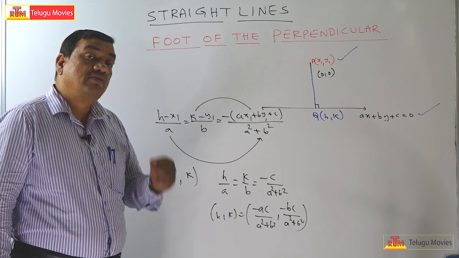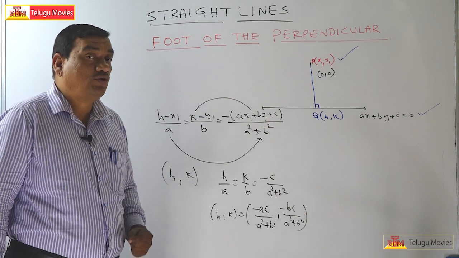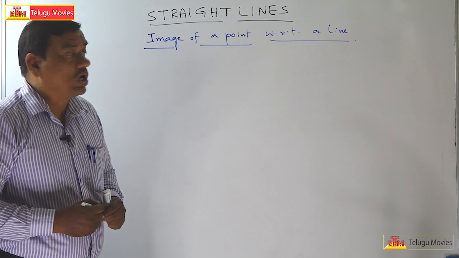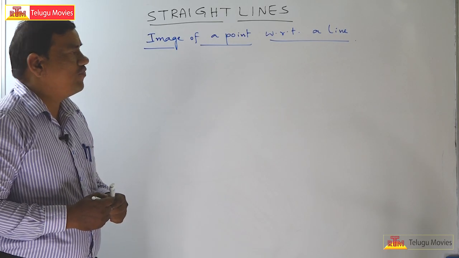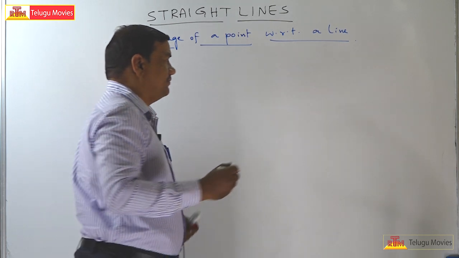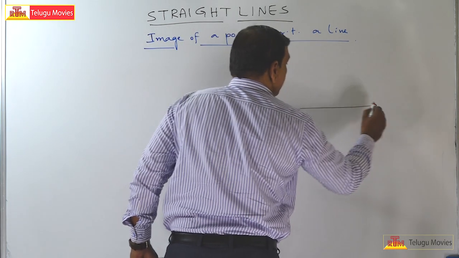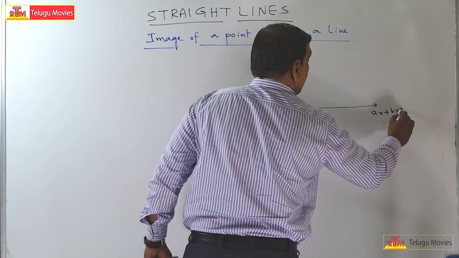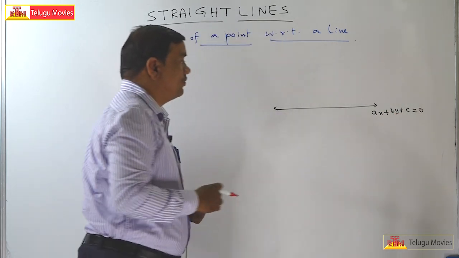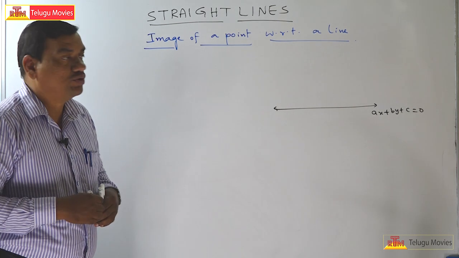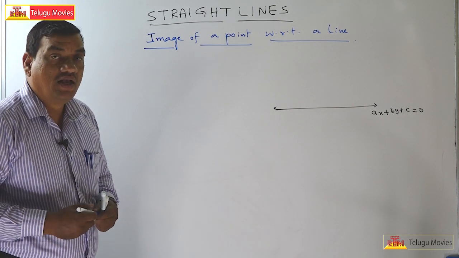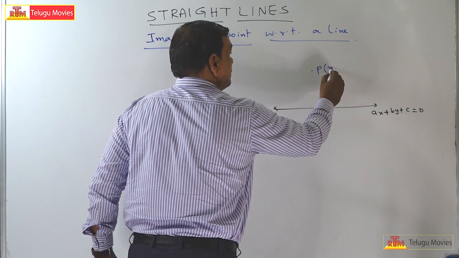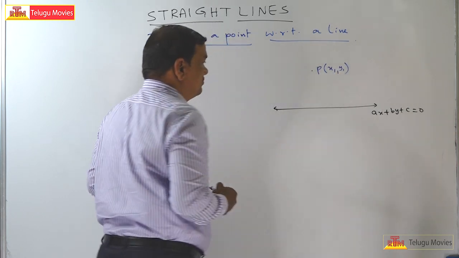The next concept is the image of a point with respect to a line. Let us take a line. The line equation is ax + by + c = 0. Let us take a point which is not on the line, (x1, y1).